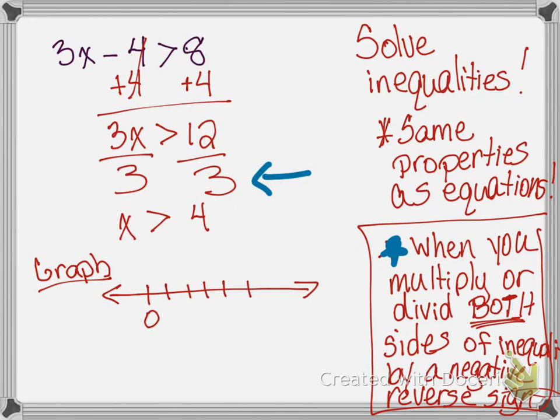Okay. I'm going to 4. I'm going to have a parenthesis. I'm using a parenthesis because there's no or equal to. And then everything greater than 4 all the way to infinity is part of my solution. So once I've graphed it, then I can write interval notation more easily.